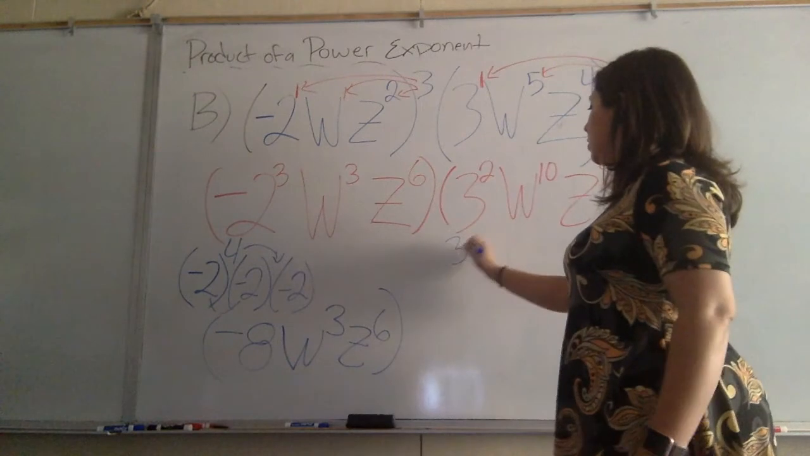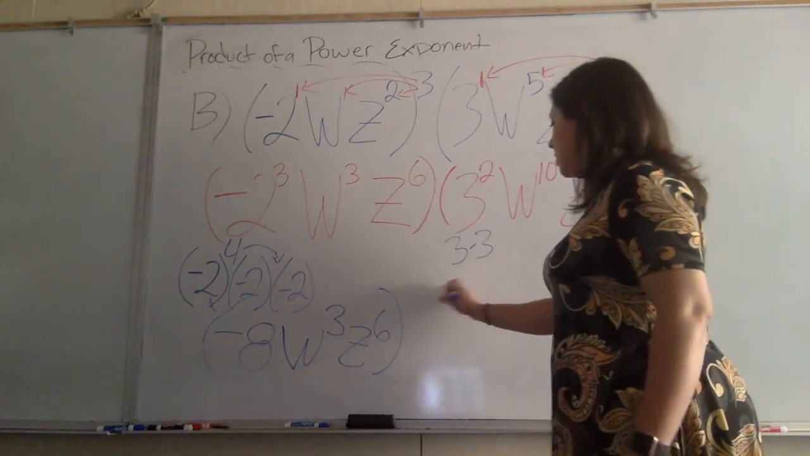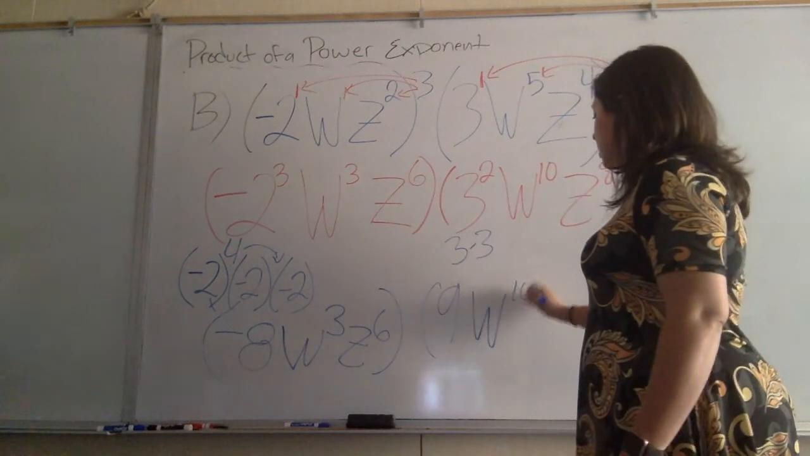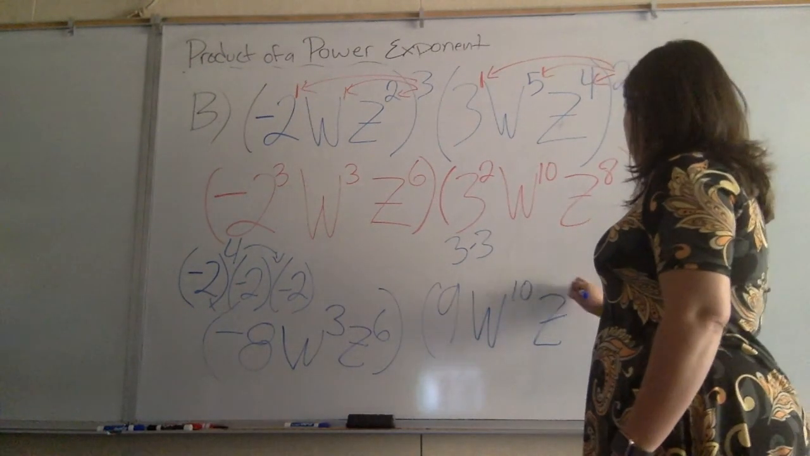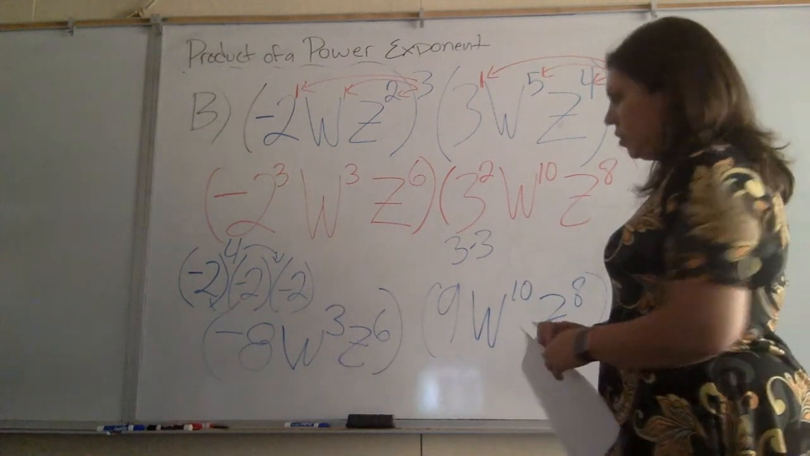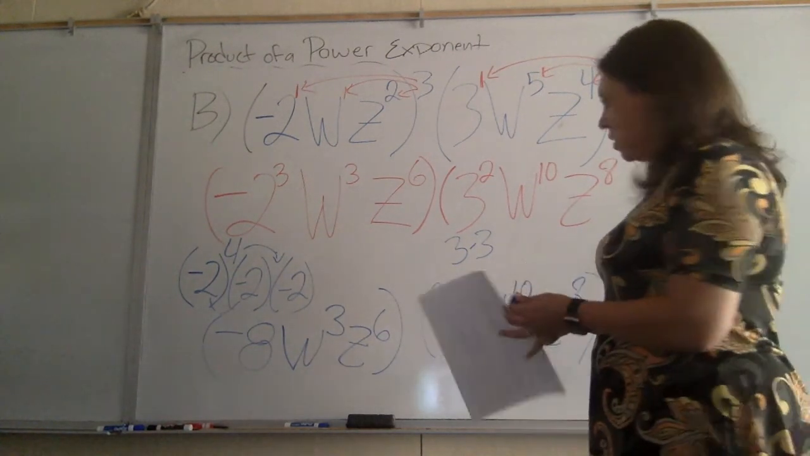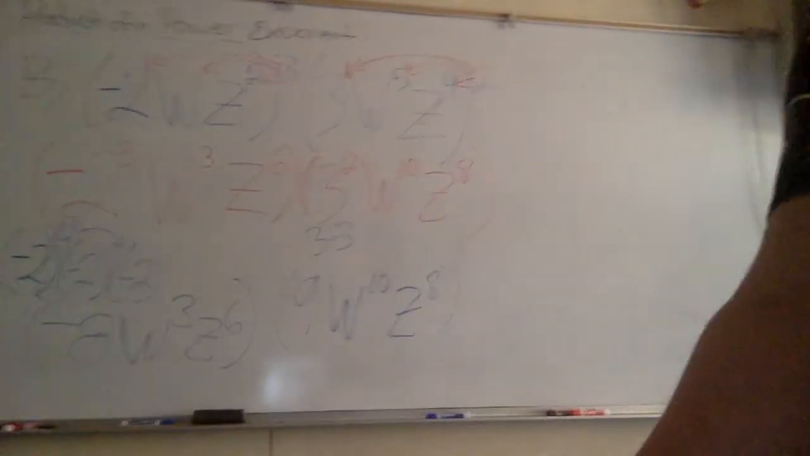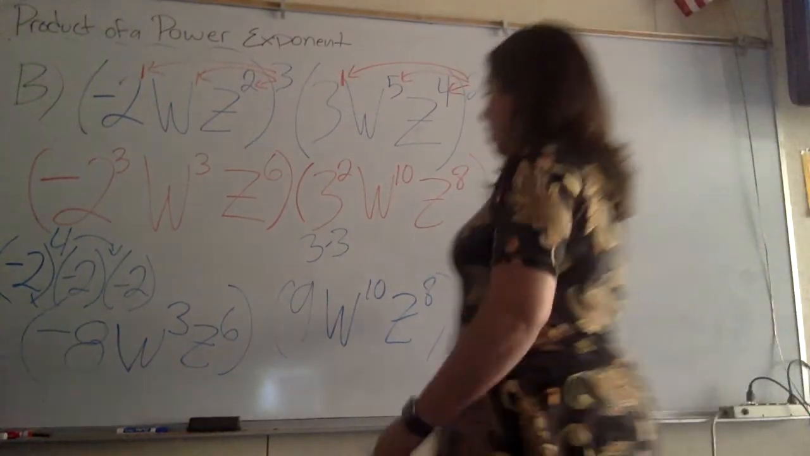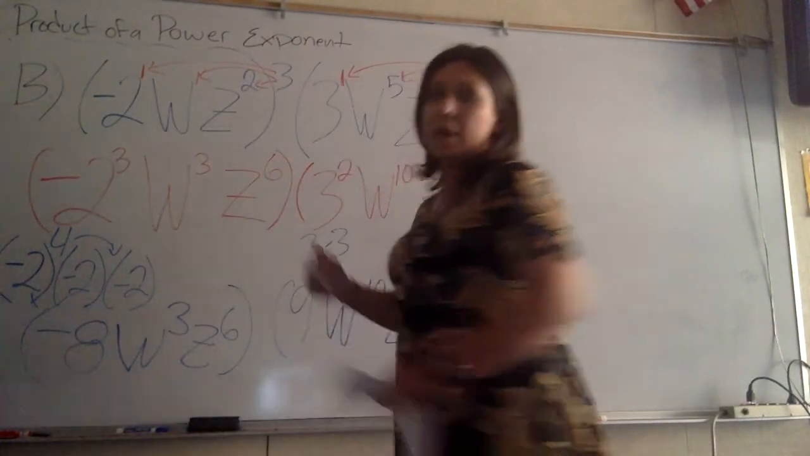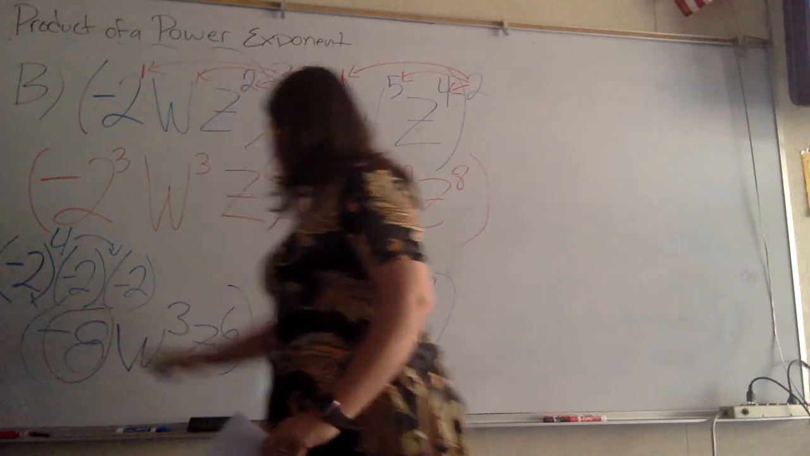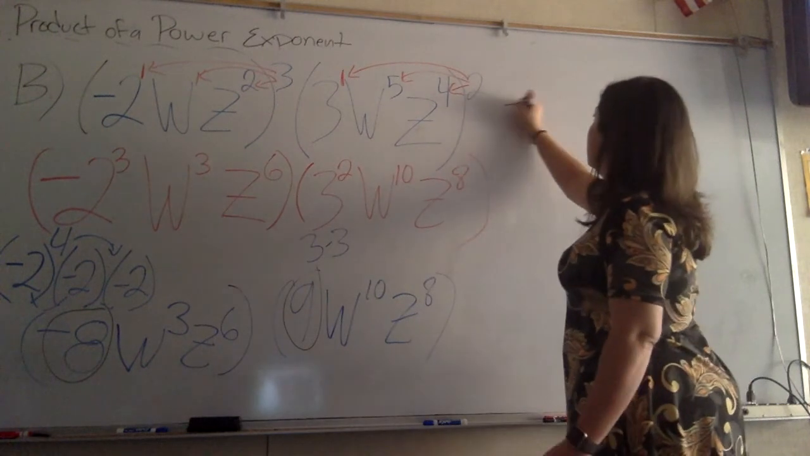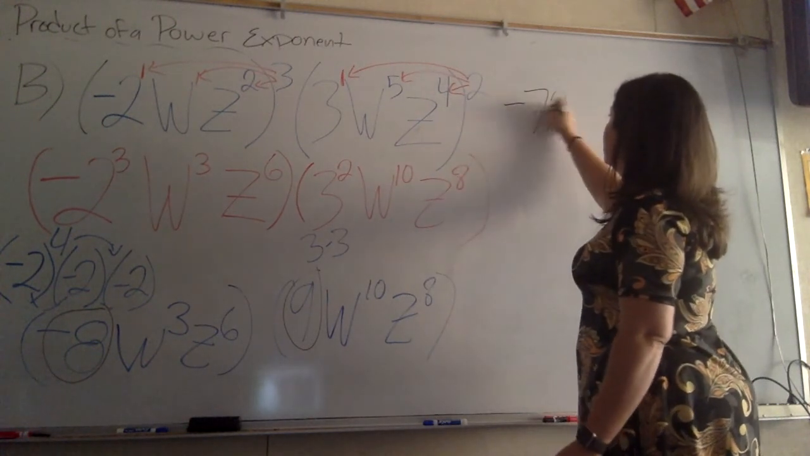3 squared means I have 3 times 3. 3 times 3 gives me a 9. And then bring everything else down. W, 10. Z to the 8. All right. From there, let me move you guys just a tad bit. We're going to finish it up. I have negative 8 times a 9. Negative 8 times 9 gives me negative 72.